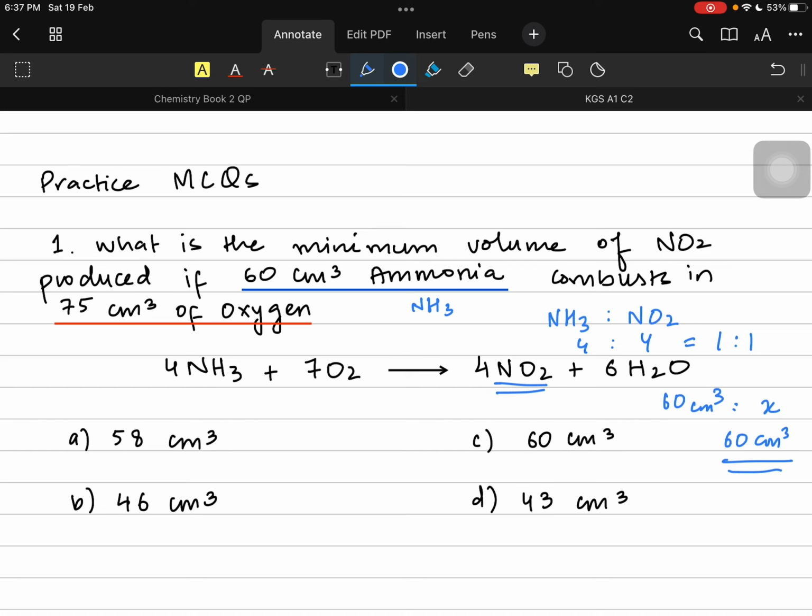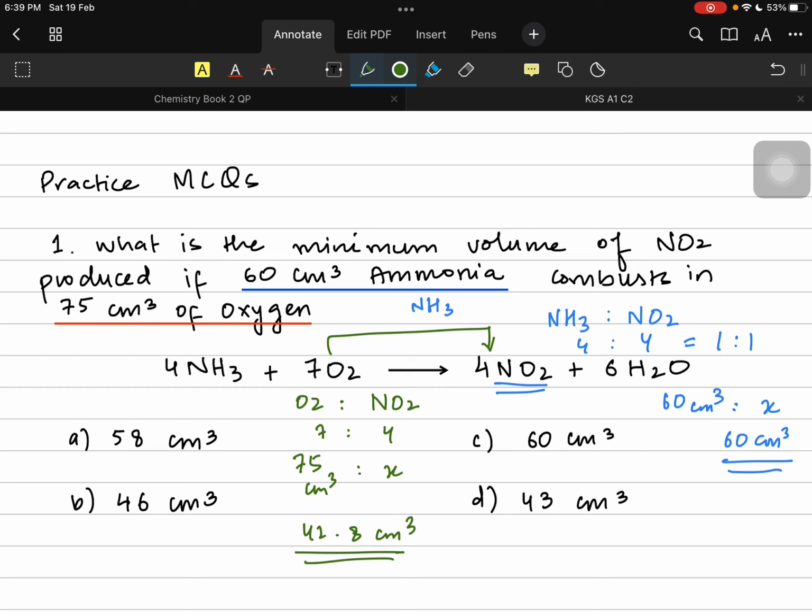And similarly, we can do the same calculation with oxygen. Between oxygen and NO2, what is the ratio? It's 7:4. If we have 75 centimeter cube of oxygen, how much can we get for NO2? So we're going to solve it similarly. It's going to be 4 times 75 divided by 7, which is 42.8. So 42.8 centimeter cube of NO2 gas is the second possible answer. Both are NO2.